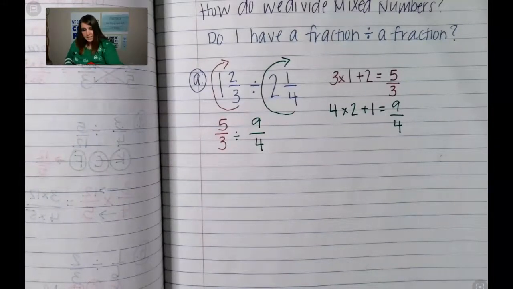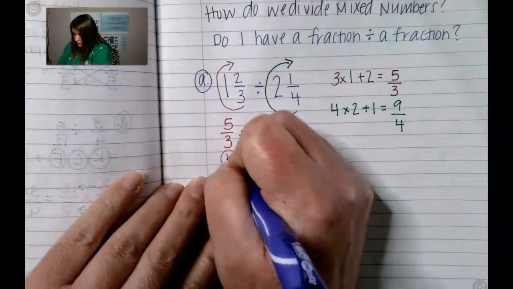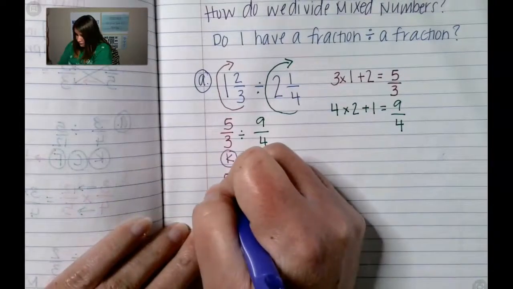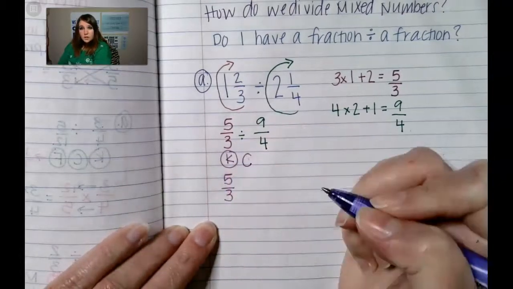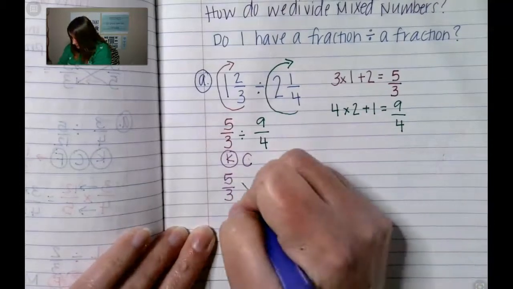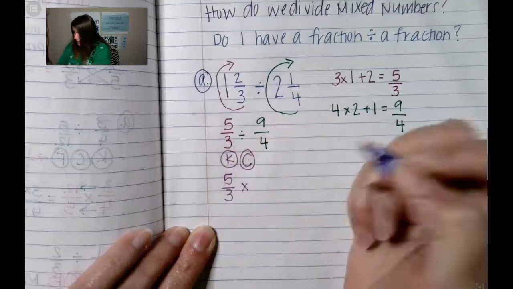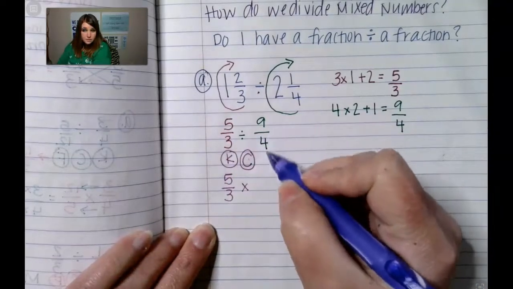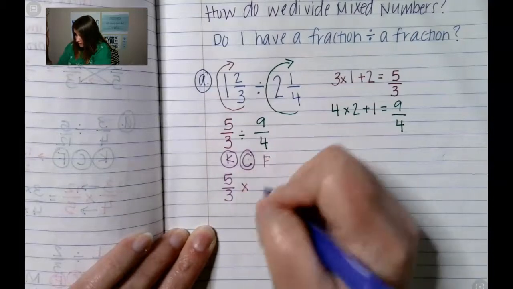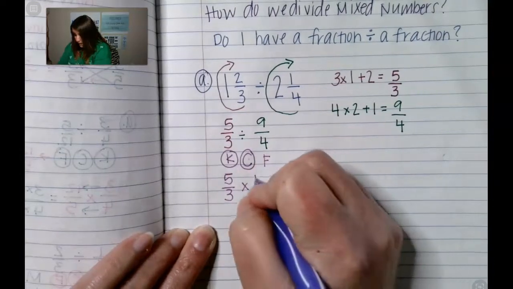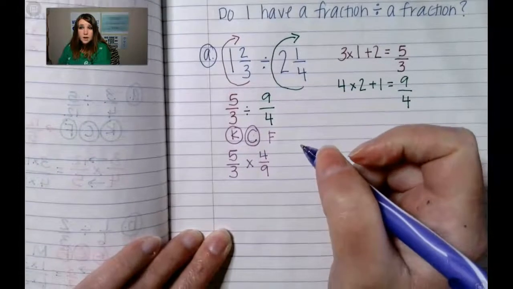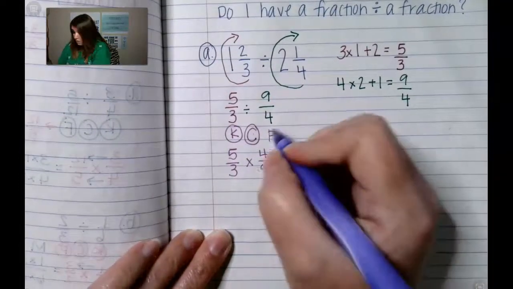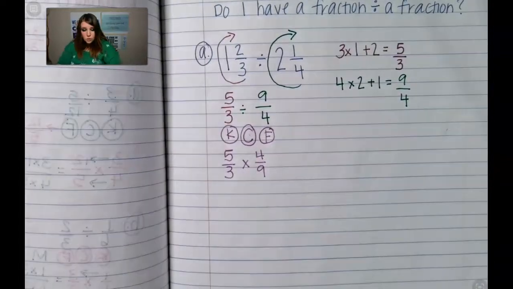That same thing is going to happen again. So we're going to keep the first fraction as 5/3. We're going to change that to multiplication. Division becomes multiplication. And now we're going to flip this second fraction. Instead of 9/4, we now have 4/9 because of the reciprocal. We want its reciprocal, which is upside down. So now that I've flipped it, I'm ready to multiply.